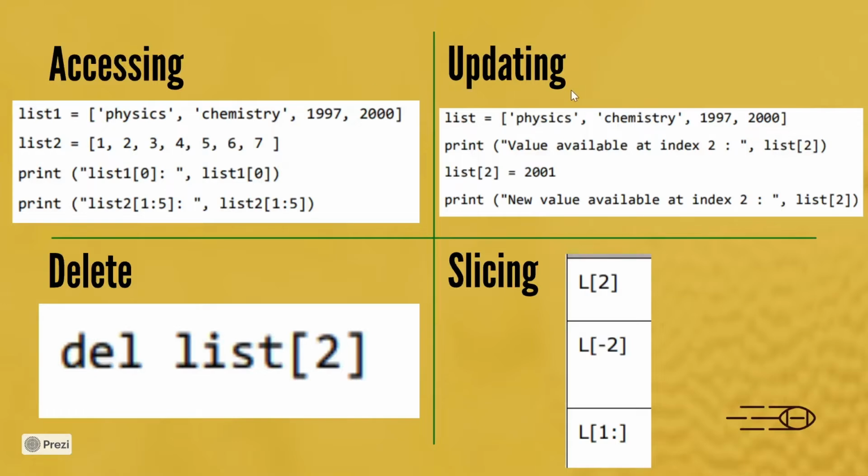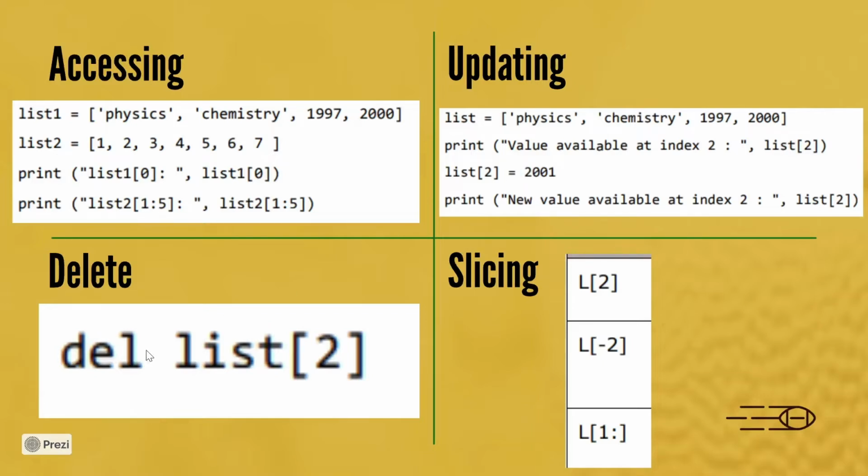After that, how can we update a list? For example, the value of this list is physics, chemistry, 1997 and 2000. I want to change index number 2, that is 0, 1 and 2, which is 1997. I want to replace this 1997 with 2001. What I can do is write list[2] = 2001. So it will replace 1997 with 2001. As simple as that, we can update it.